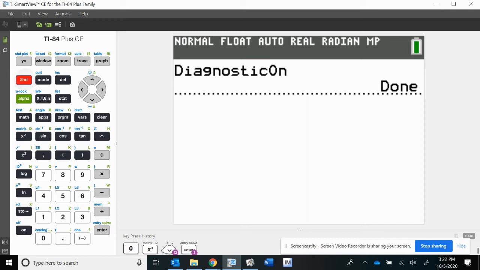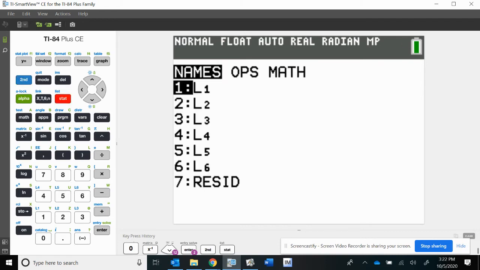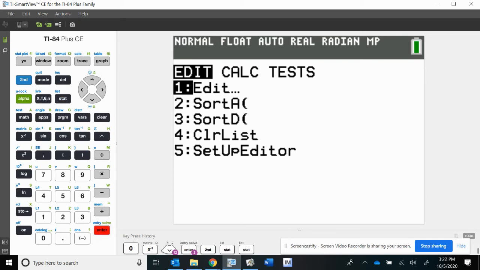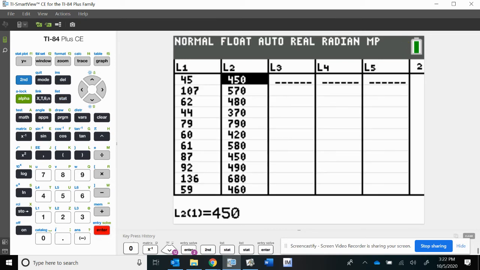So we're going to go into second stat. Oops, not second stat. We're just going to do stat. So edit our list. We want to put our X values into list one. Now, to save time, I went ahead and put all my X values in list one and then arrow over and put all my data values in list two.